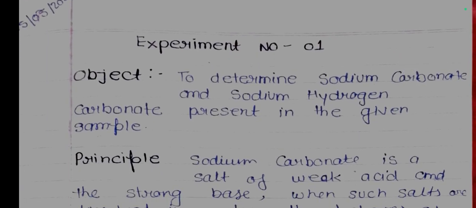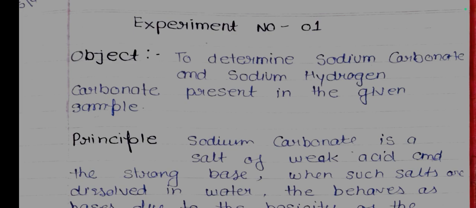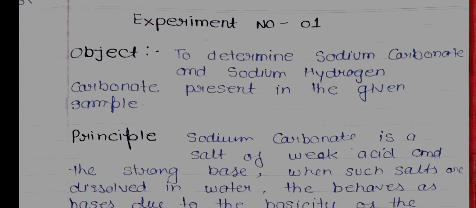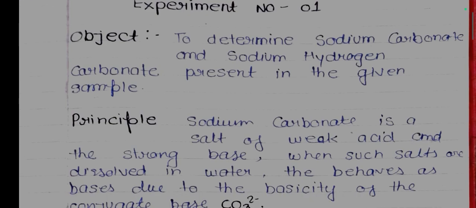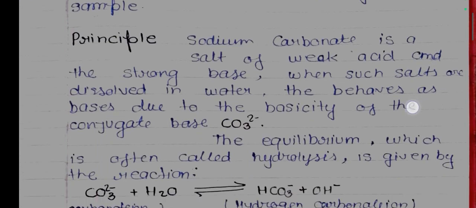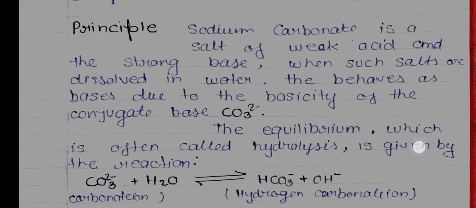The object is to determine sodium carbonate and sodium hydrogen carbonate present in the given sample. In your laboratory courses, you have to perform this experiment in your chemistry lab. I will show here also the principle.